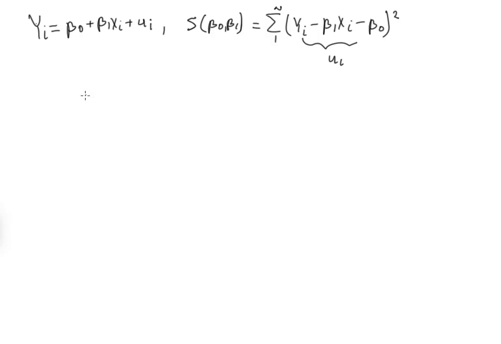Now, if you remember, minimization is an optimization technique from your calculus classes. So for this, we have to take the derivative of S with respect to beta 0 and then beta 1. Let's do beta 0 first. I'll start putting hats now, because it's an estimate. Using the chain rule, when you take the derivative of this function, you get the 2 here.